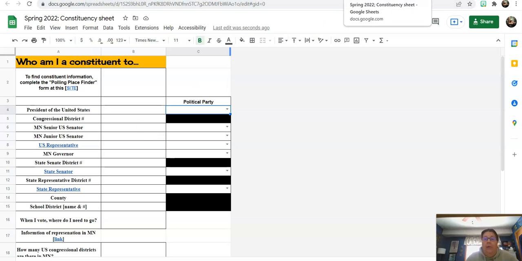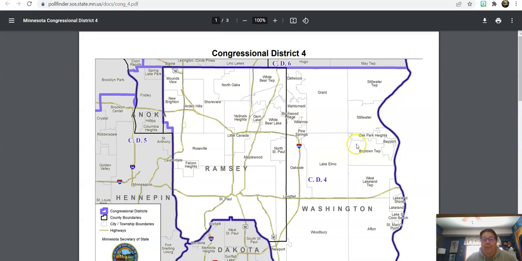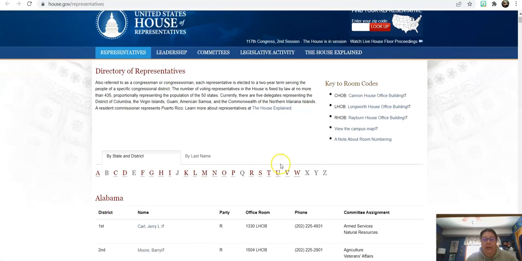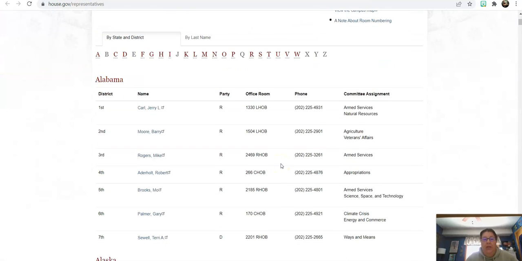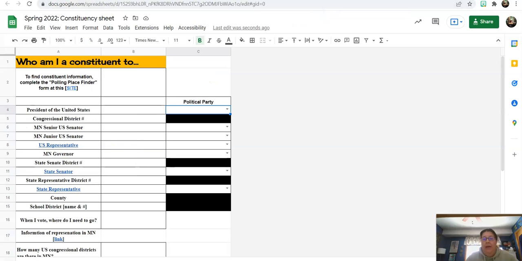Now, if I go into my voter information and I click onto 4, it's going to take me to a map that shows me Congressional District 4. But if I want to find out who represents me, who specifically is my United States representative in that district, I'm able to go to this page and start looking because it's by state and it's by district. So that is all linked there for you.